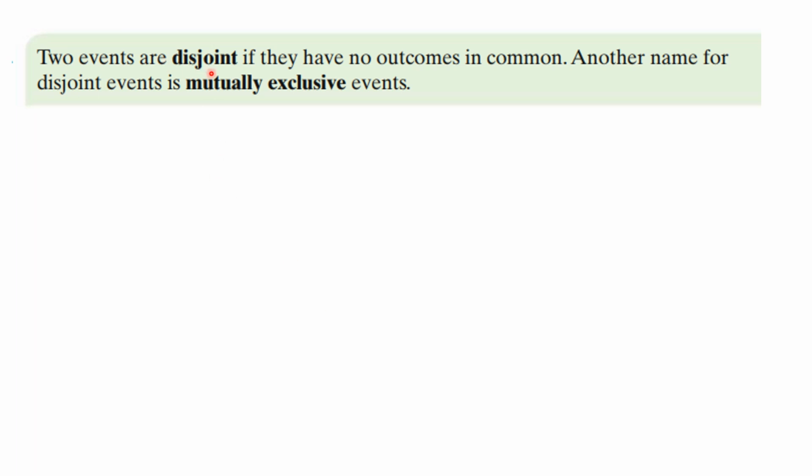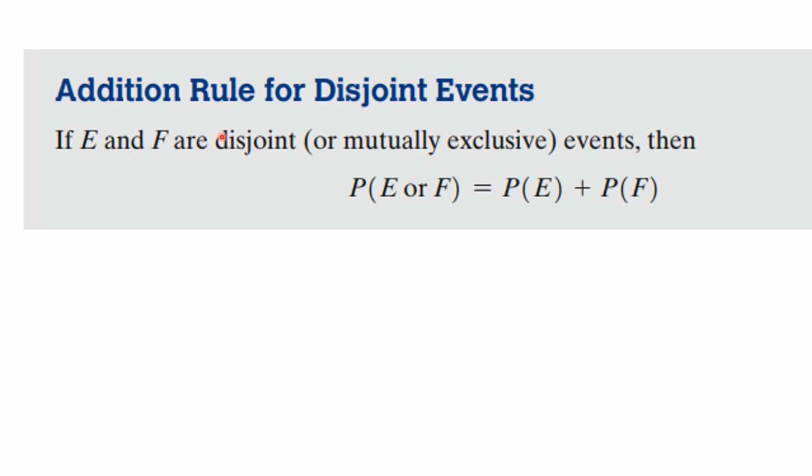Welcome. Two events are called disjoint if they have no outcomes in common. Another name for disjoint events is mutually exclusive events. If we find the probability of two disjoint sets, E and F, or two disjoint events, mutually exclusive events, then the probability of E or F is equal to the sum of the probabilities, the probability of E plus the probability of F. This is like the union in your math class, and that's the way disjoint events add.